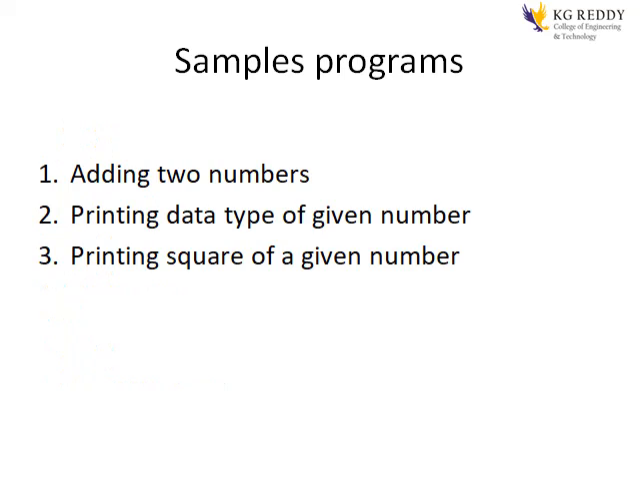Meanwhile, try this on your interactive Python. Try to add two numbers in the interactive Python. Try to print the data type of a given number, as I have discussed in the previous slide. Try to print the square of a given number. In the next class, we will be looking in depth at the data types, and more practical examples on data types. Thank you.